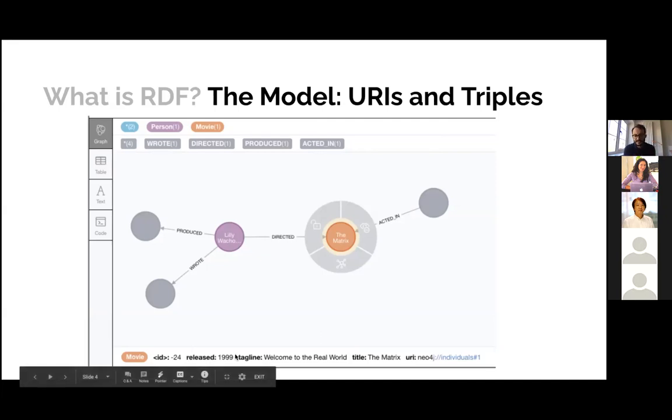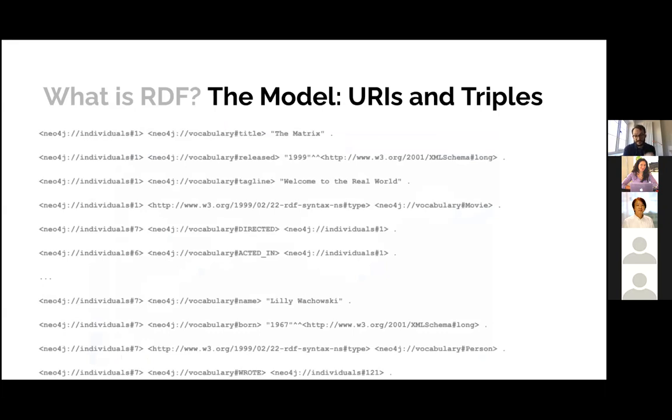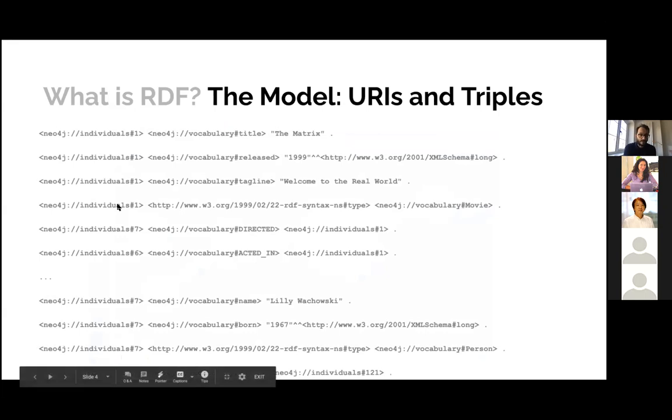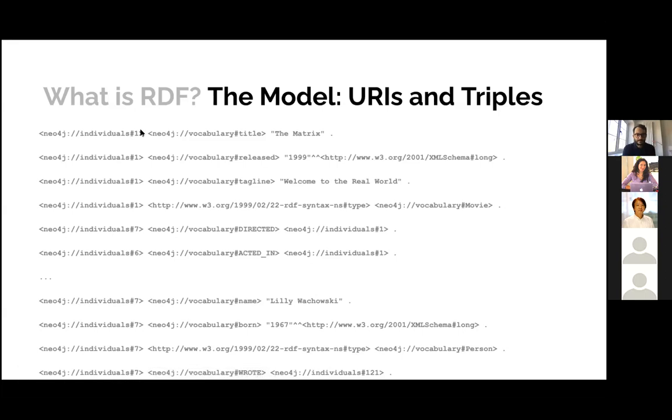Things like the release date, the tagline, the title, etc. So what would that graph that we're used to look like serialized as RDF in terms of triples? I'm going to superpose it here, and that's actually RDF, what you're seeing there. The first thing you notice is that things are represented with URIs, as I was saying. For example, here I'm using a naming that I've made up, but individual one would be the node representing the matrix, the movie, right?